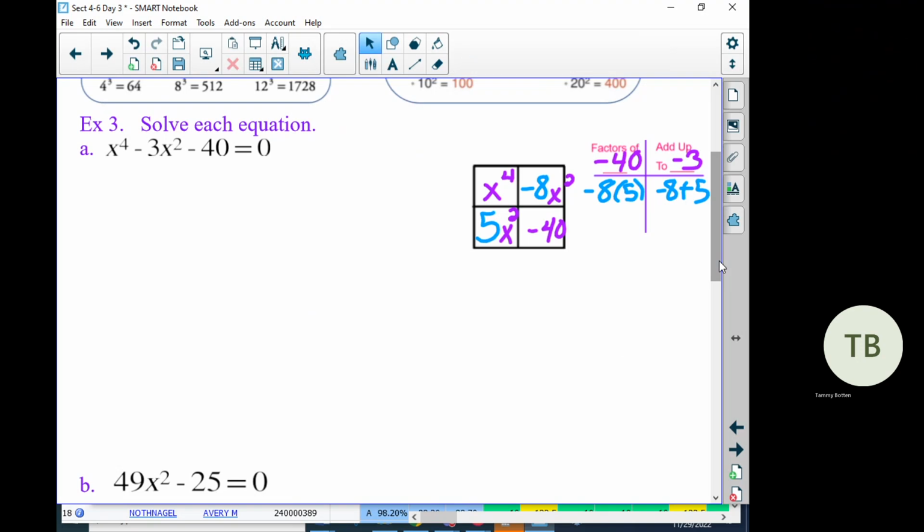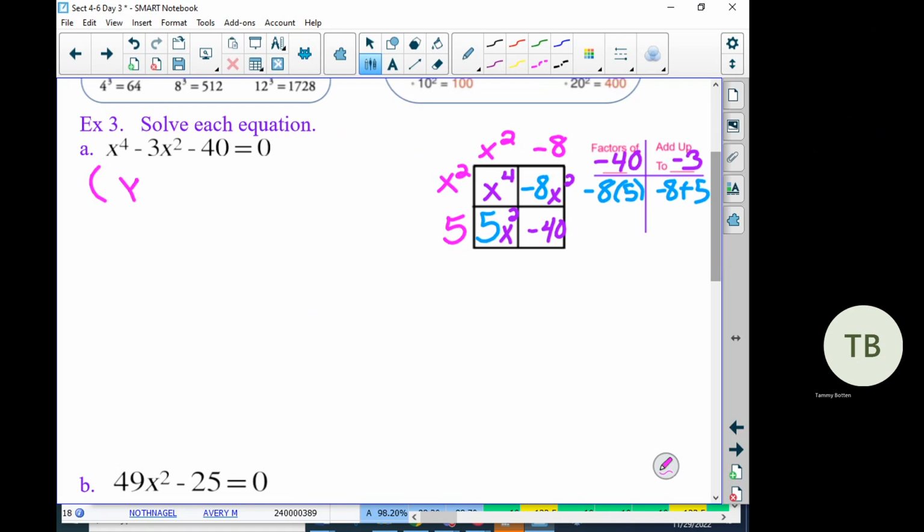Then when I go to put my terms outside, this is going to be x squared times x squared. This is going to be a -8. This is going to be a 5. Okay, so one of my factors is x squared minus 8. One is x squared minus 5, and it's equal to 0. Now this one's a little bit different to solve because neither of these are difference of squares. So you can't factor this anymore.